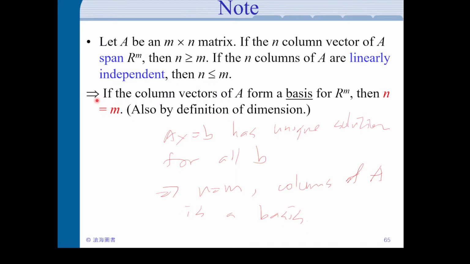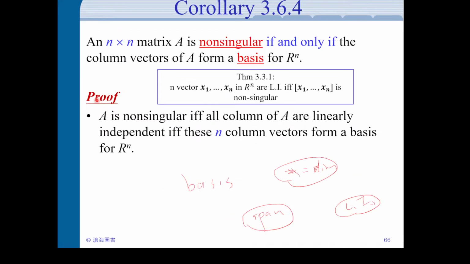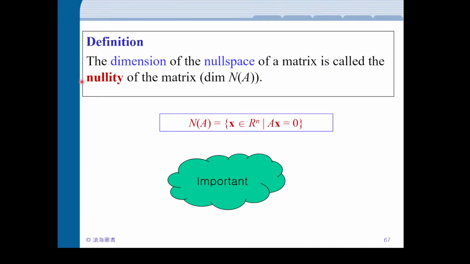Okay, so I think this is the end of what we talk about column vectors. Any questions so far? If not, okay, then we are pretty on schedule. Now let's talk about the last concept of this chapter. This section is nullity. Nullity is the dimension of another space, the null space. The dimension of the null space is called the nullity of your matrix.